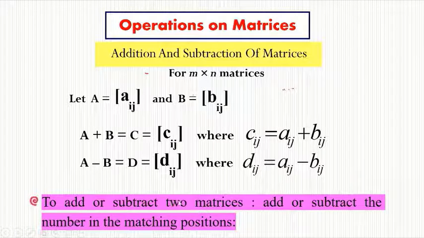To add or subtract two matrices, you have to add or subtract the numbers in the matching positions. For example, if you have to find the entry c11, you have to add a11 plus b11.